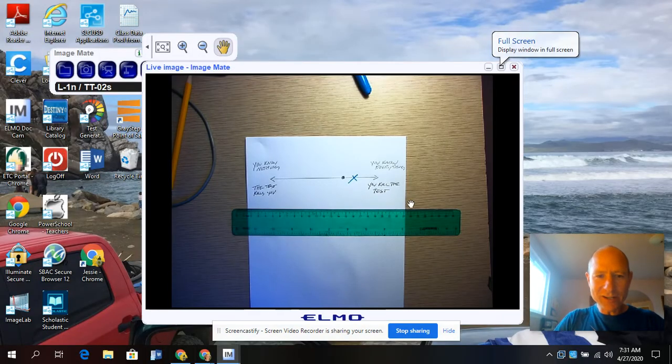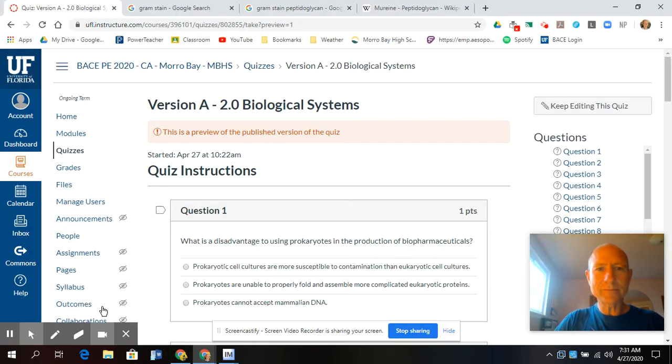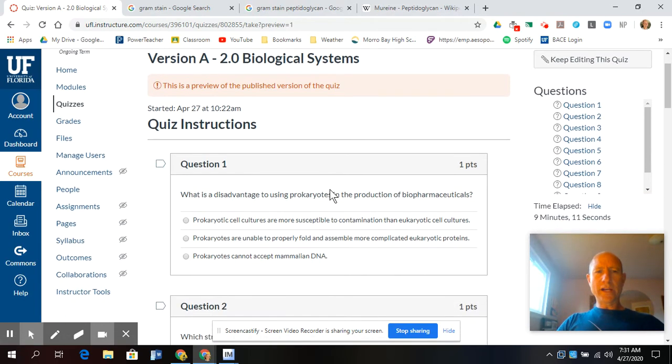All righty. So let's go check out this test here. Question 1. What is a disadvantage to using prokaryotes in the production of biopharmaceuticals? So prokaryotes, those are bacteria, and pharmaceuticals means drugs or medicines. Biopharmaceuticals are drugs or medicines that are produced by cells. So when we trick bacteria into producing human insulin for us, we purify that insulin and package it and give it to patients. That's called a biopharmaceutical.